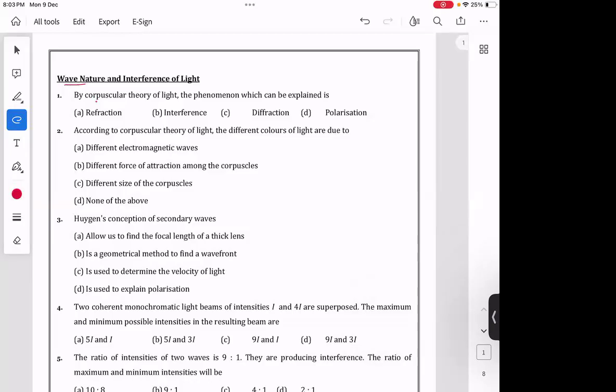See here, the corpuscular theory of light was explained. It is Newton's corpuscular theory. According to this theory, what type of nature does it explain? Particle nature. So definitely option 1A is the answer, right?